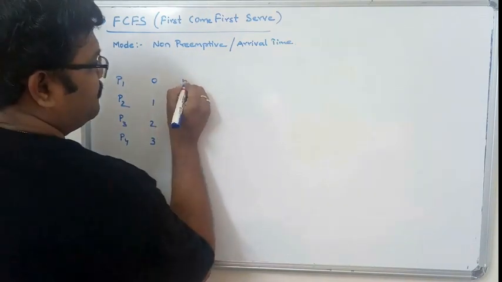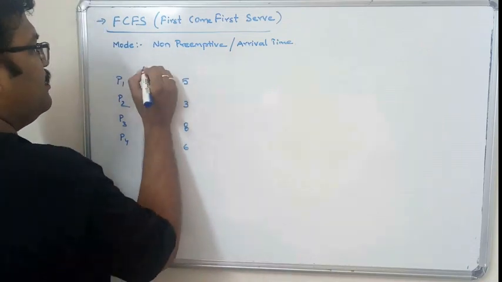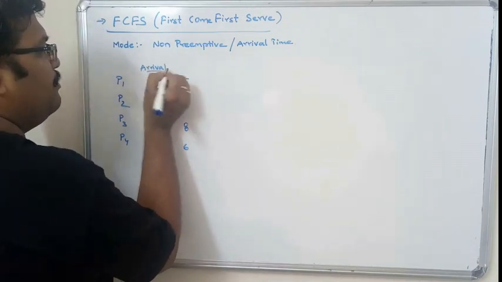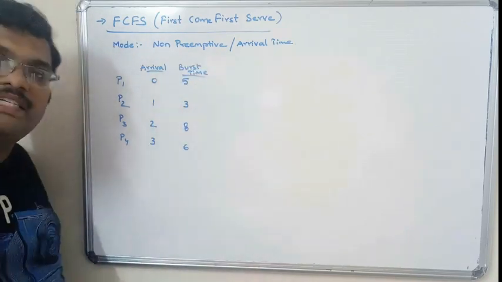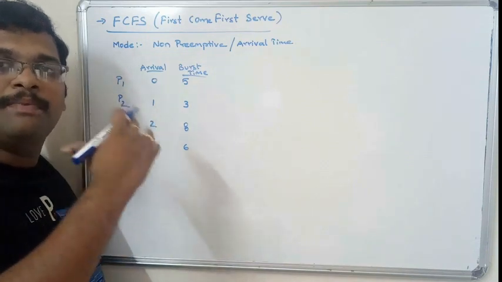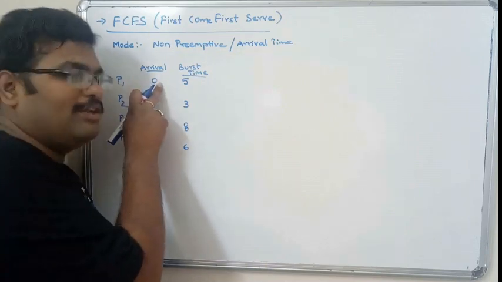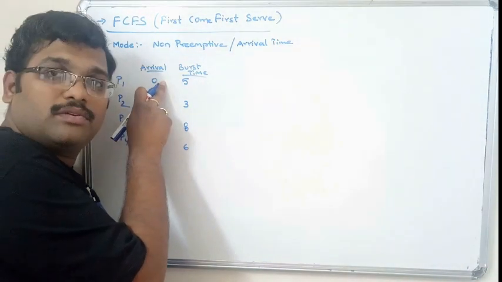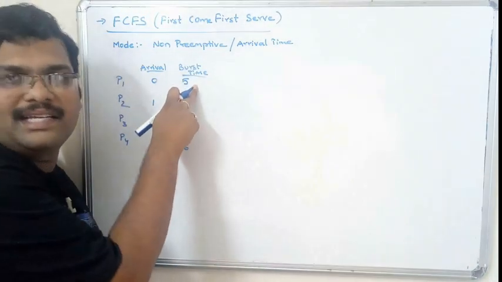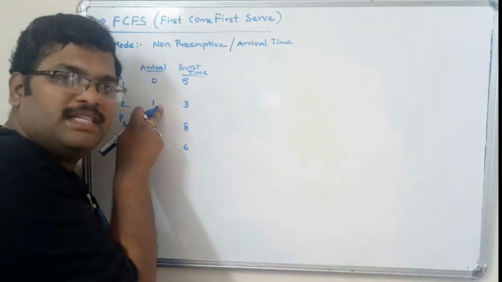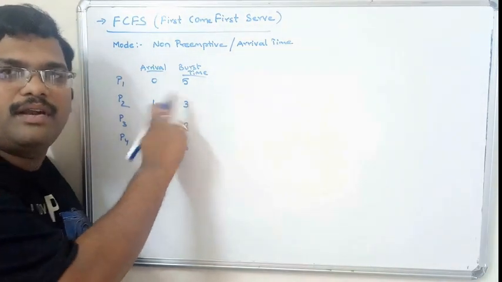Next, burst time. This is the arrival time, this is the burst time. So what is burst time? Burst time means the time required to complete its execution. So process P1 has entered at 0 milliseconds into the ready state, and it requires 5 milliseconds to complete its execution. Next, P2 arrives at 1 millisecond and it requires 3 milliseconds to complete its execution, right?